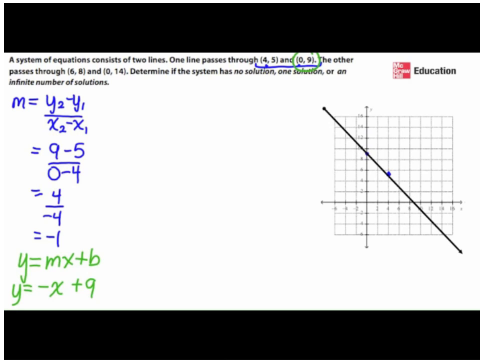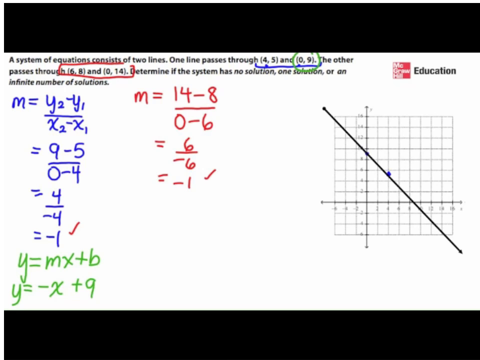The second piece of information we'll go ahead and do in red. So we have 2 points, and the first thing we want to do is find the slope. 14 minus 8 would be the change in y, divided by 0 minus 6, which is the change in x. So 14 minus 8 is 6, divided by negative 6 is negative 1. So we have a slope of negative 1. Oh, notice, the slopes are the same.